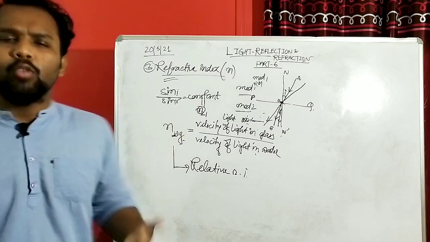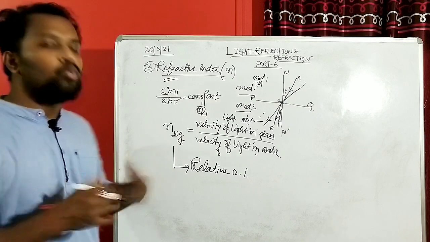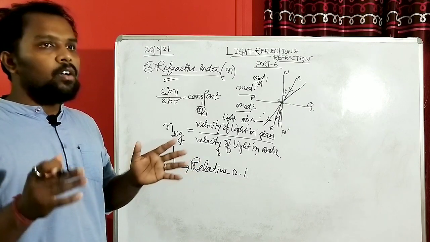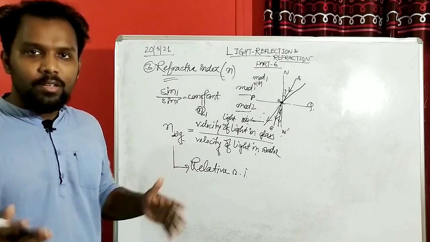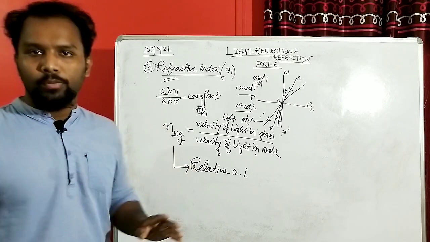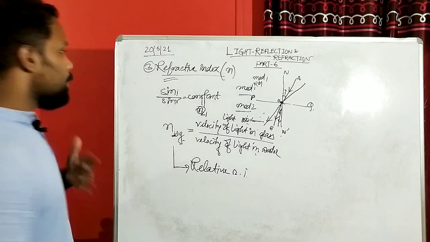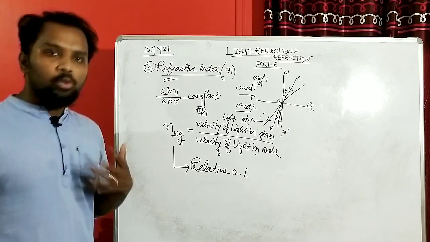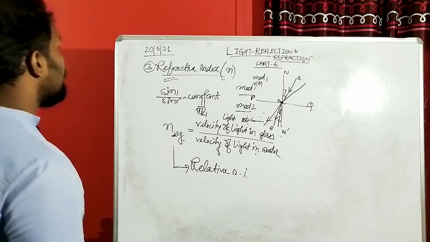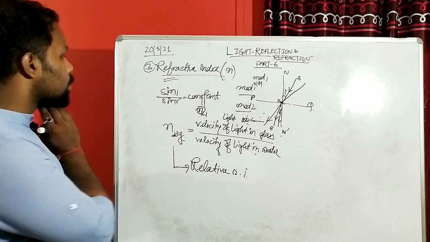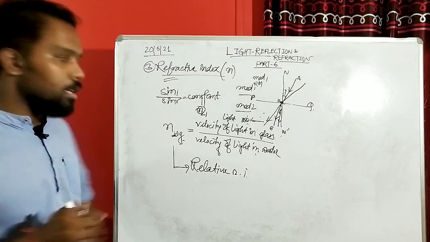Relative means, as I told you, that when we compare two things or the nature of two things, it gives us the relative value. Once you go to a higher class, you will get relative velocity, given by Einstein, the relative motion of a certain thing. That is the principle of relativity, and there are lots of other things. Then you will understand the concept of relativity.